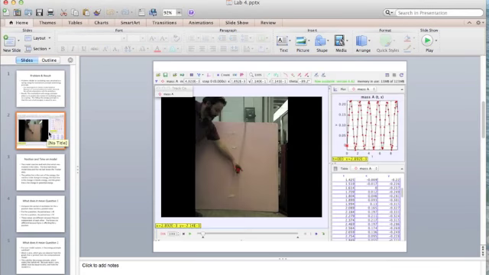This is a screenshot of all my tracker data, and here you can see the positions, and this is a graph of all the data.